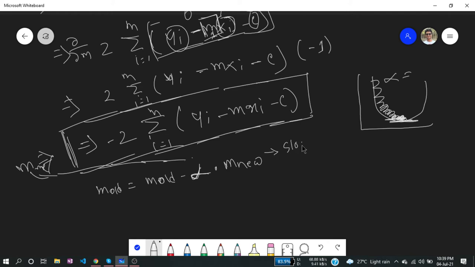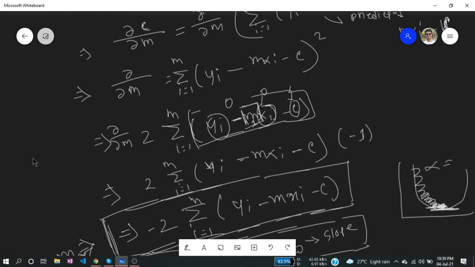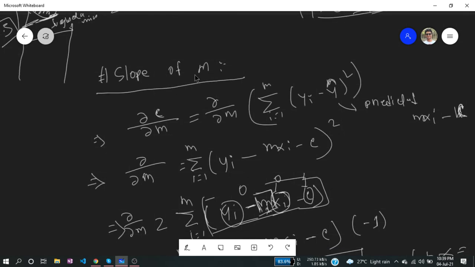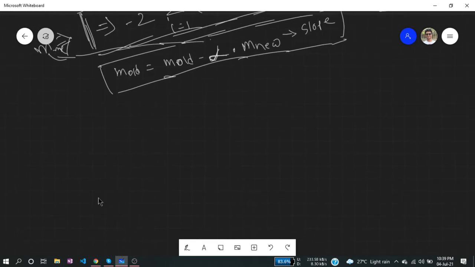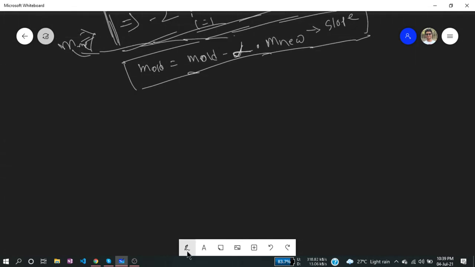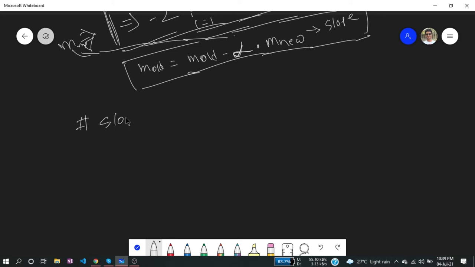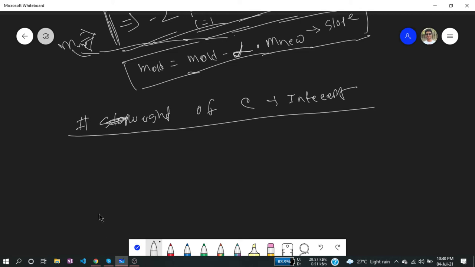It's a slope, nothing but a slope. So this is the formula sklearn is using. Now I have calculated the slope, that means m. Now I also have to calculate the c, which is the weight of the intercept. So now we will calculate the c.